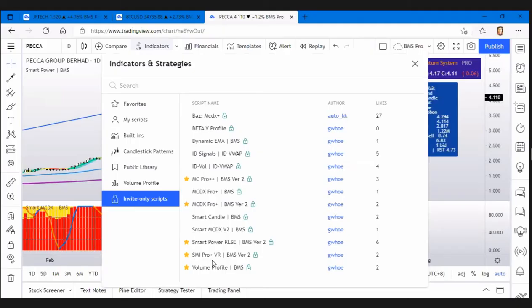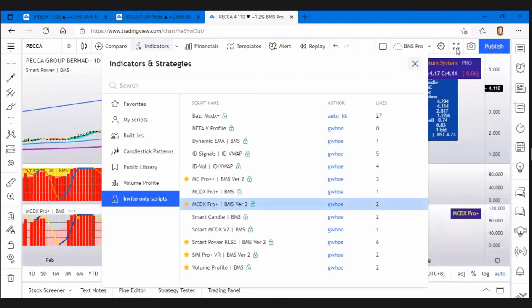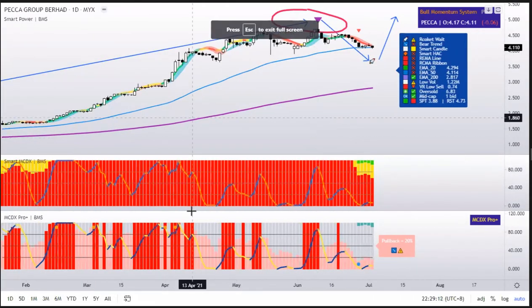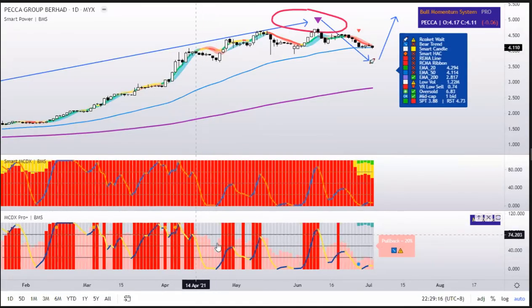Compared to the new MCDX, this is the MCDX Pro, the new one. It doesn't stay at 100% all the way. It will drop, and it will show some pink color bars. The pink color bars tell you that this area is a pullback. That's a drop. The very first version of MCDX doesn't show you the pink color bars. They all stay at 100%. So this one tells you with the pink color that there's a pullback.